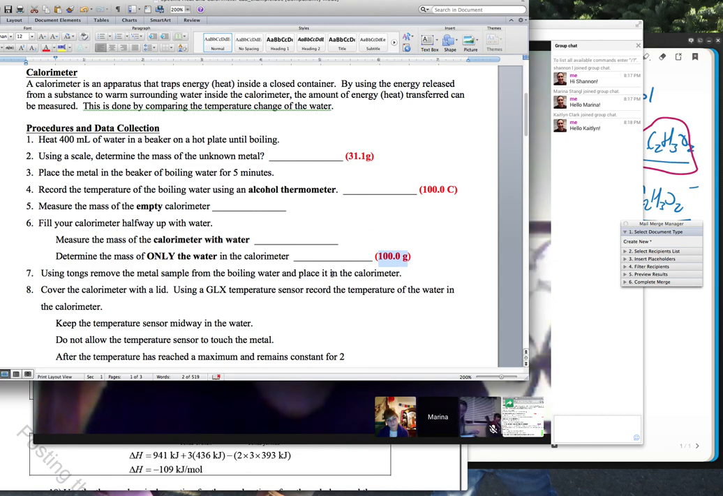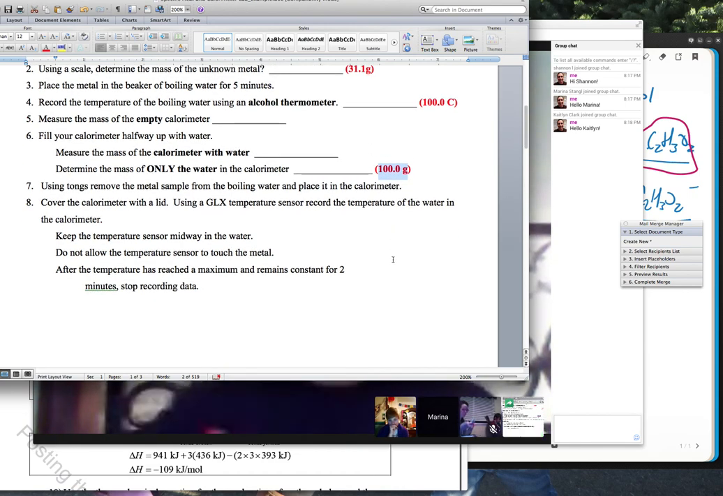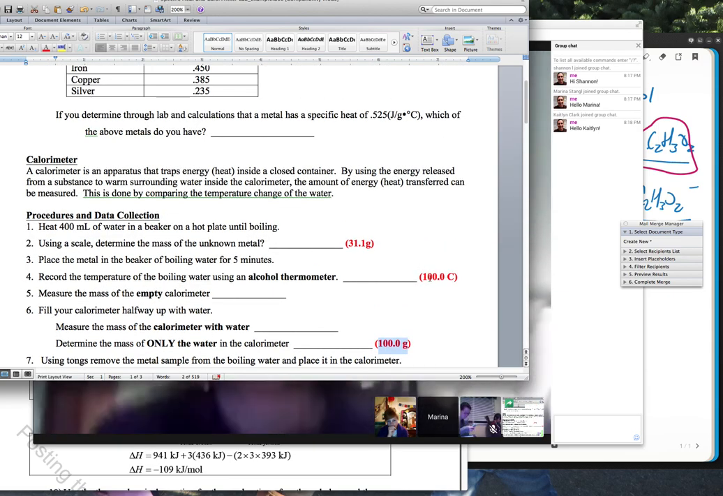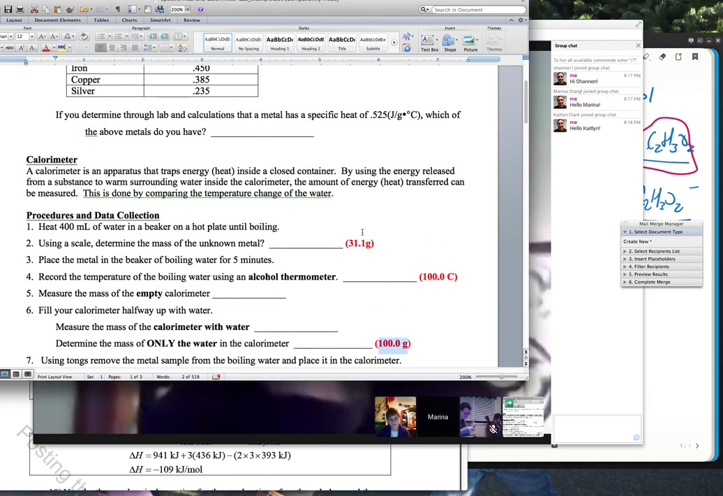The calorimeter is different. The beaker has 100 degrees Celsius water. It's boiling, and there's a metal in there, 31.1 grams of it. And you're going to assume that the metal, after about 5 minutes, is the same temperature as the water. All that heat from the water went to the metal and made it 100 degrees Celsius.